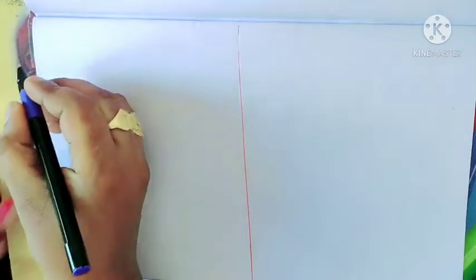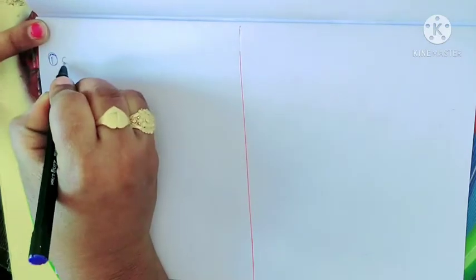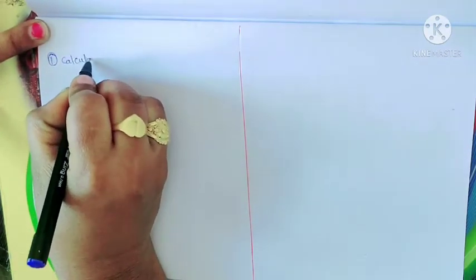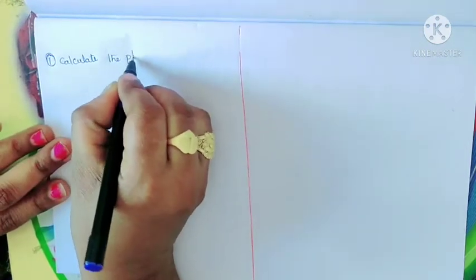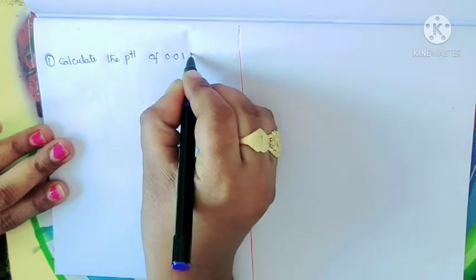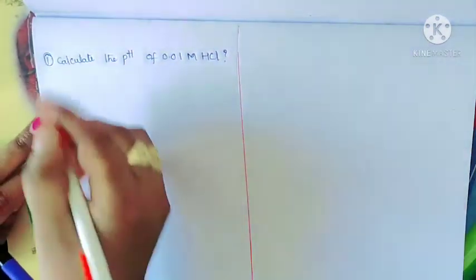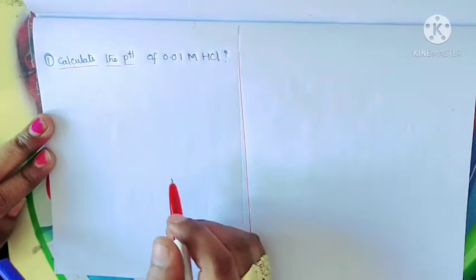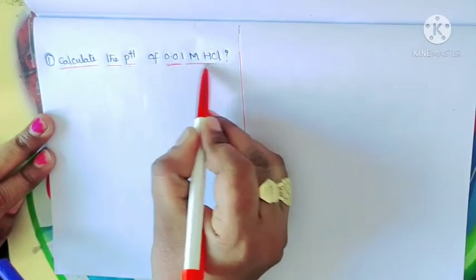Now moving to the topic: calculate the pH of 0.01 molar HCl. This is the question. In examinations, they ask a question like this: calculate the pH of 0.01 molar HCl. HCl is called hydrochloric acid.